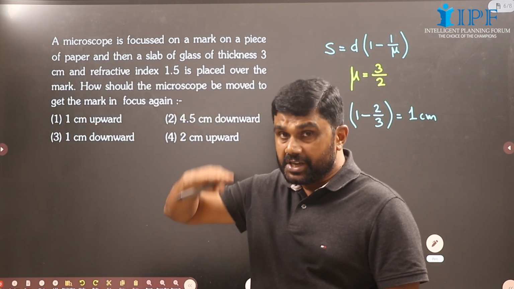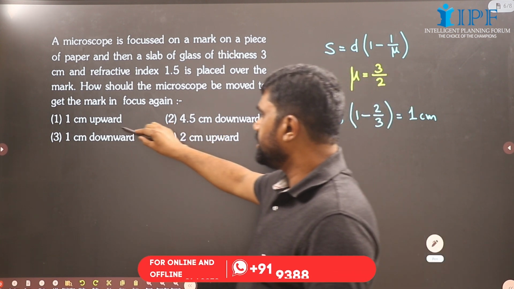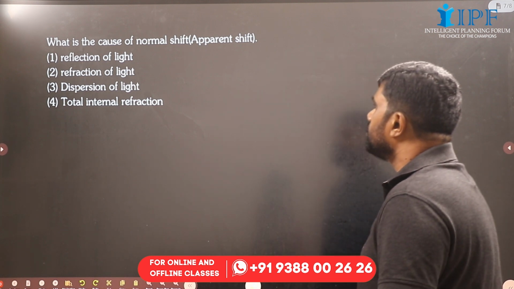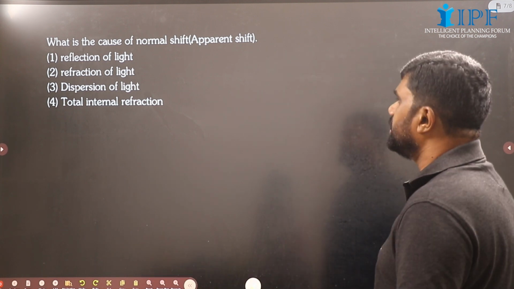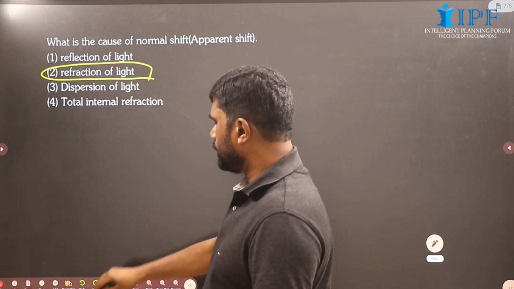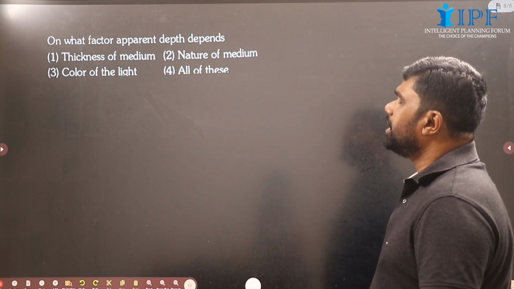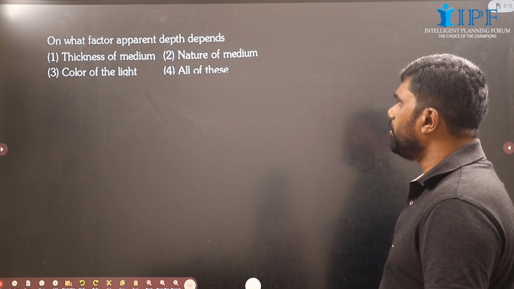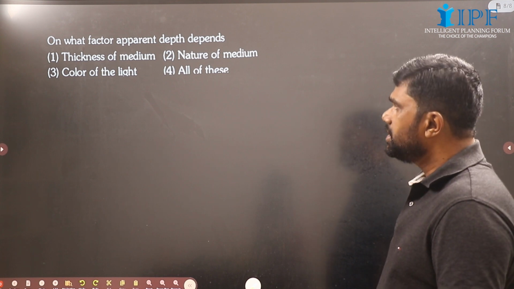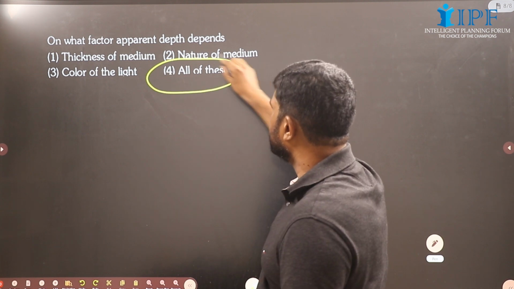So he will have to raise the microscope by 1 centimeter upwards, right? Now, what is the cause of normal shift? That is normal shift, that is refraction of light. Okay. Now, on what factors does apparent depth depend? Thickness of the medium, of course, nature of the medium, which means it depends on refractive index, and color of light, fine, on all of these.